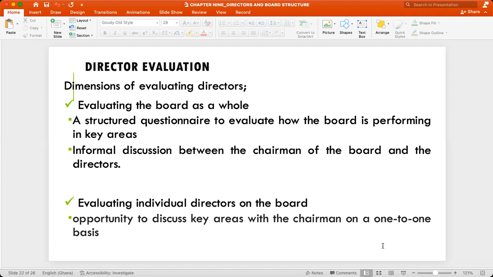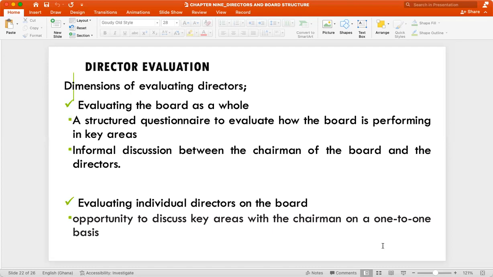Let's move to directors' evaluation. The board of directors' work will normally be evaluated to ensure that they are not just taking the allowances and perks that they are given. We have to evaluate and make sure that they are adding value to the company. So we can evaluate the board as a whole.